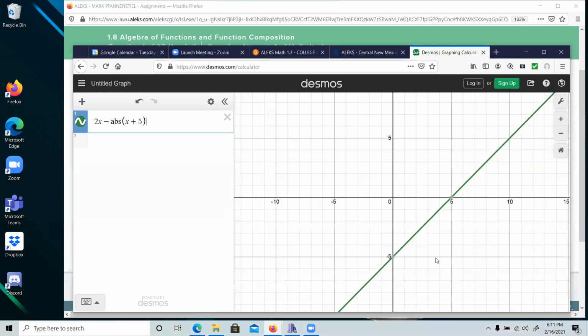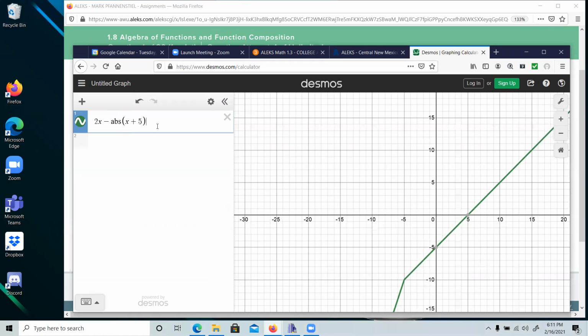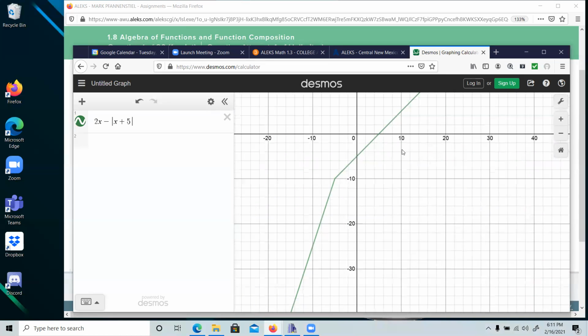Well, it didn't complain. Oh, there it is. Okay. I knew there was some kind of a bend in here eventually. But you know, let's do it this way. Oops, I want 2x minus this thing, x plus 5. And notice there's a lot of negative values on this graph. So even though it has an absolute value in it, it's okay for it to be negative.